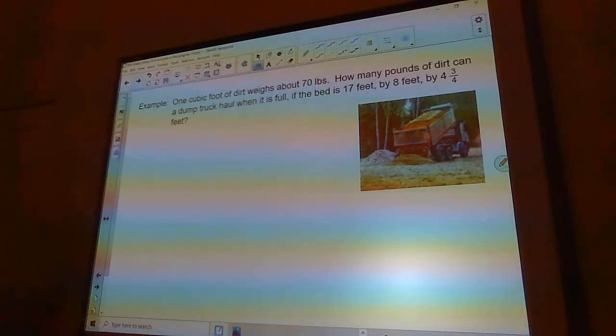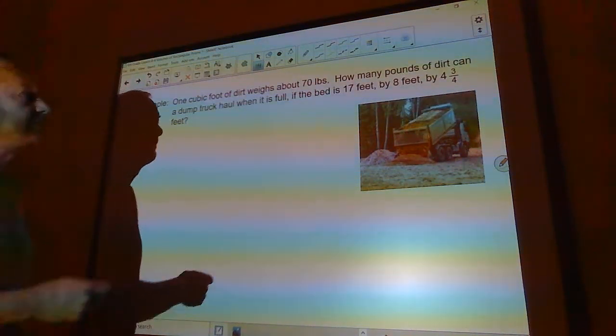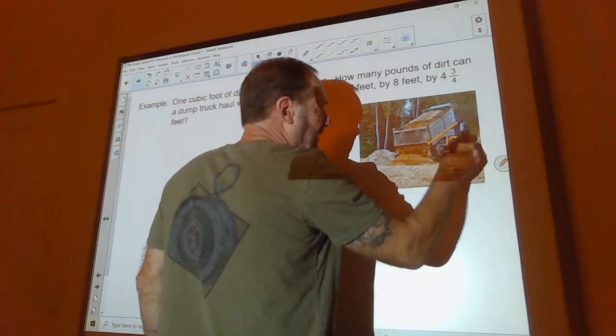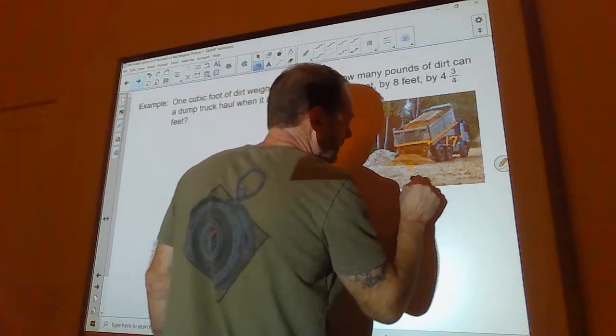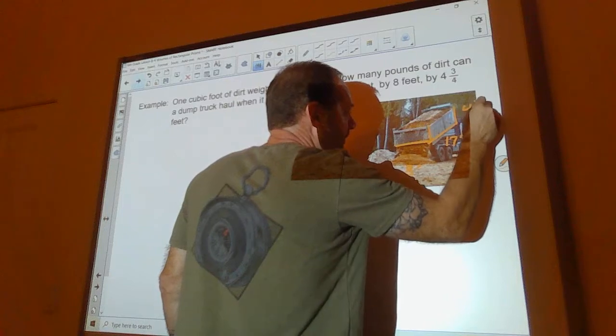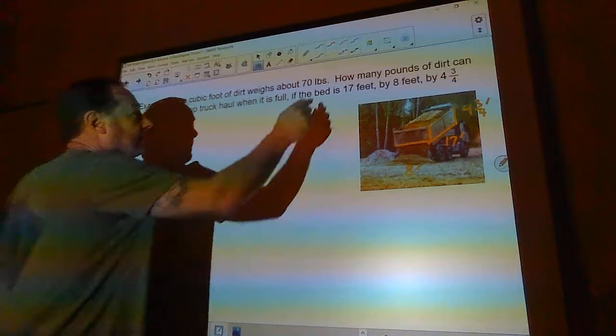Okay. So 1 cubic foot of dirt weighs about 70 pounds. How many pounds of dirt can fit in a dump truck haul when it is full if the bed is 17 feet by 8 feet by 4 3/4 feet? Okay, so here we got a nice little dump truck, and you know it's 17 feet here, and it's 8 feet wide, and it's 4 3/4 feet tall. Okay, how much dirt is in there and how much does it weigh?